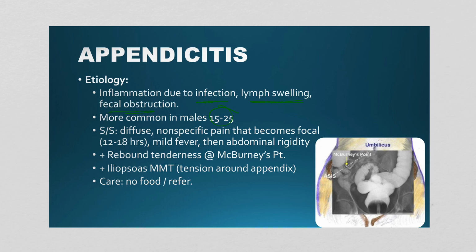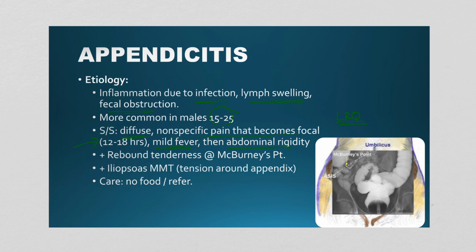And so signs and symptoms, it could be diffuse, non-specific pain that becomes focal over the next 12 to 18 hours. So a lot of times patients will ignore the pain because they're like, oh, it's no big deal. It's just like a sharp pain, but it goes away and it comes. But then after 12 to 18 hours, what we'll start to see is that infection is allowed to spread. So they develop a mild fever, and then they start to have abdominal rigidity in the lower right quadrant. So that's where the appendix is going to be located, in that lower right quadrant.